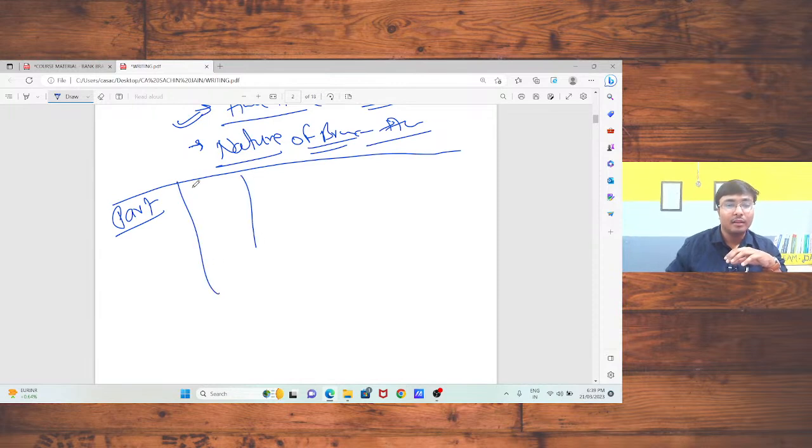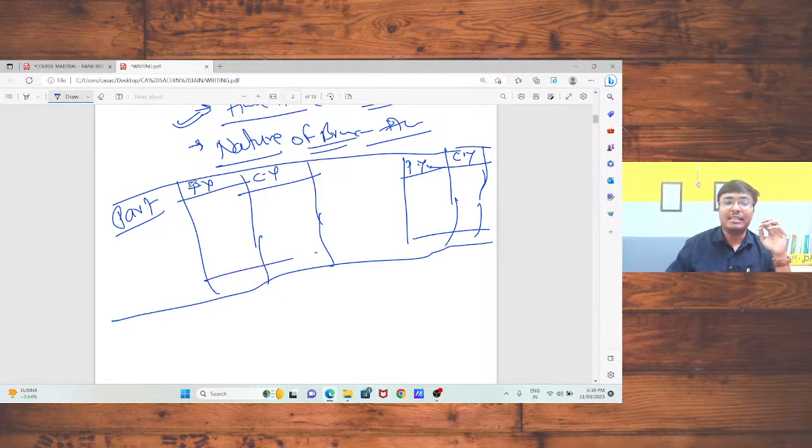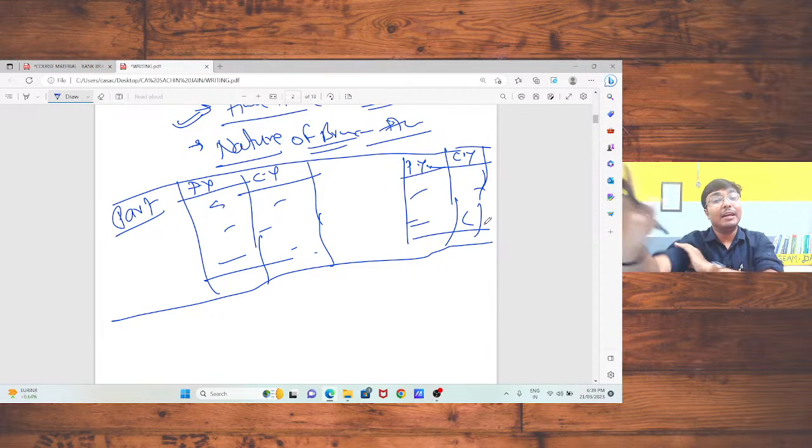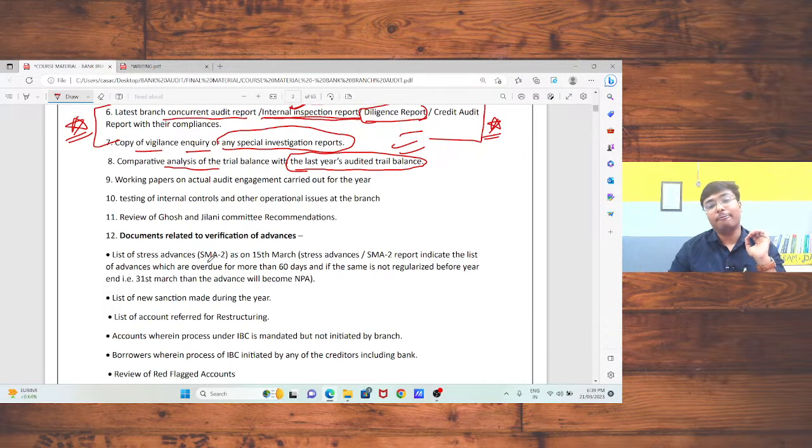Particular, previous year, current year, previous year. This is just a suggestive format. You can also use VLOOKUP and HLOOKUP to find the values, not an issue. But if you are not so much of a master in Excel, then you can do this also. Just prepare this Excel sheet and compare the things, so that if there is any huge variation, you can find certain things, certain reportable things. So that is the technique which we can use in our bank branch audit.